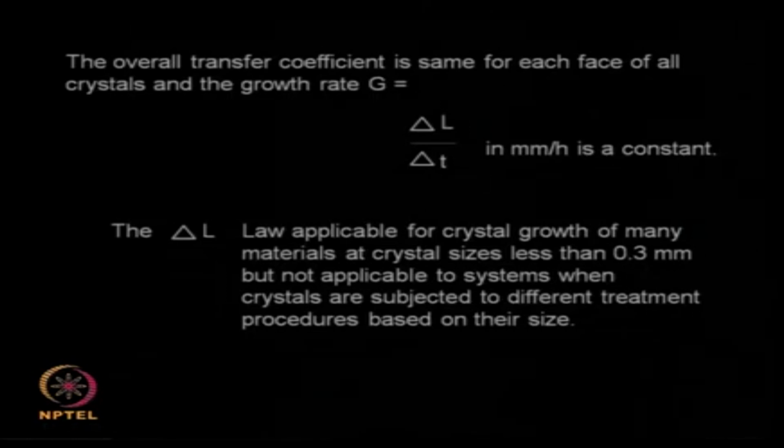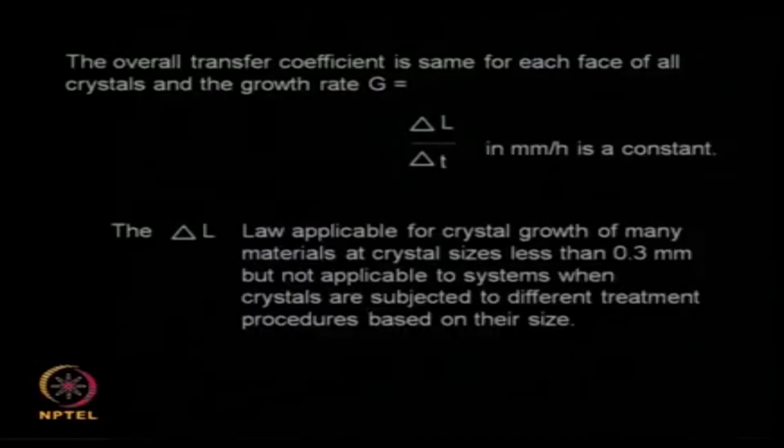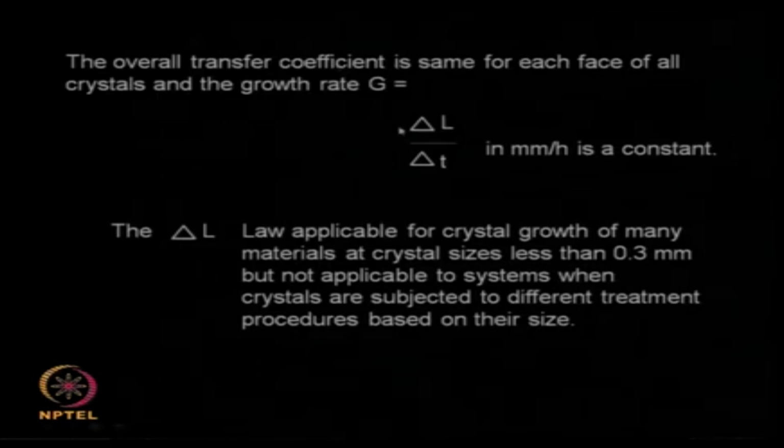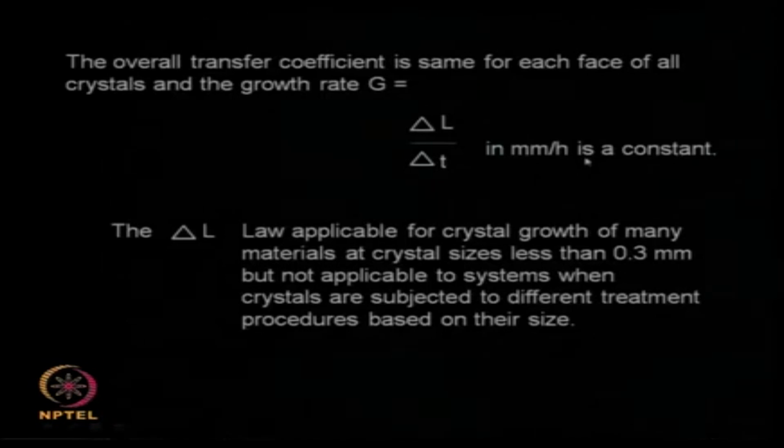But it is not applicable when we have very large crystals or when we resort to different treatment strategies during the crystallization. As you know, in the crystallization process, sometimes we heat, sometimes we cool, sometimes we stir, we do so many different processes so that the crystallization happens. So then it is not valid, but until then we can say the rate of transfer and the way the crystals grow, that is the growth rate, is equal to delta L by delta t, that is mm by hour, and it is constant.